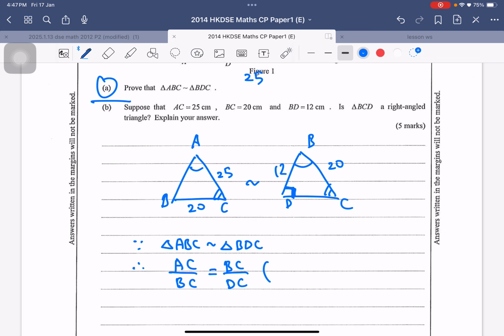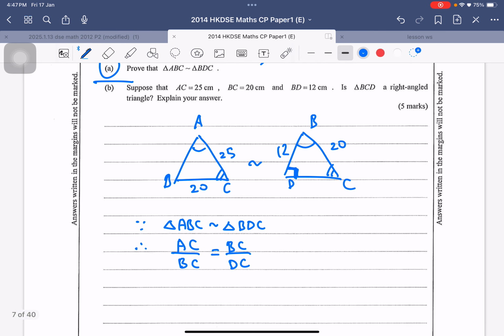The side ratios are the same for similar triangles. Okay? And then I can replace the numbers.